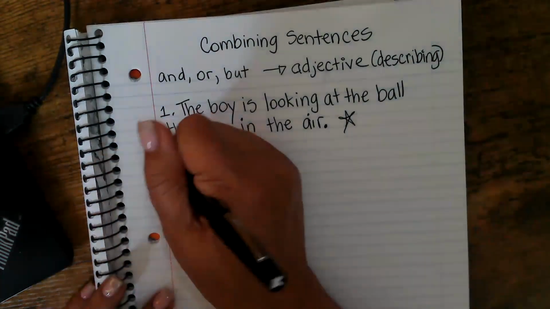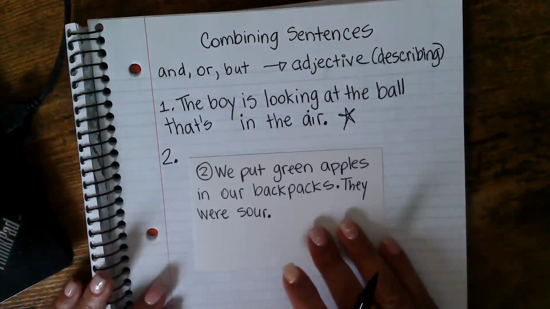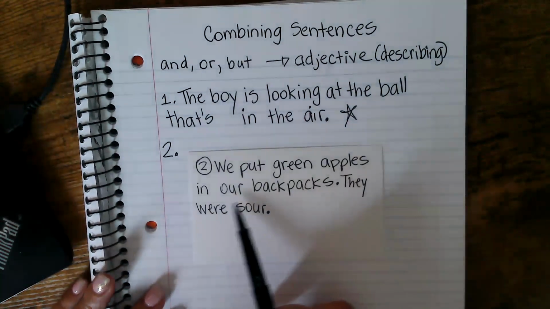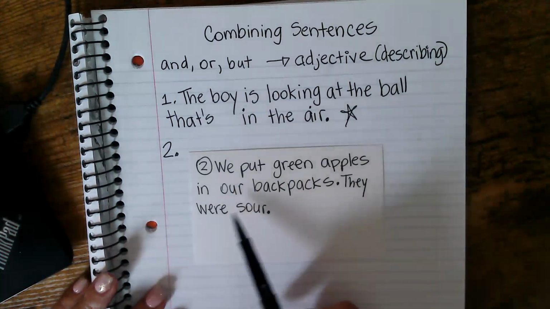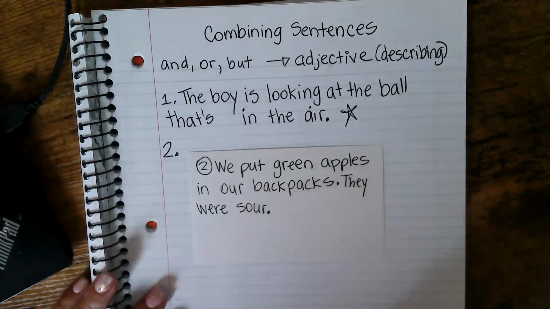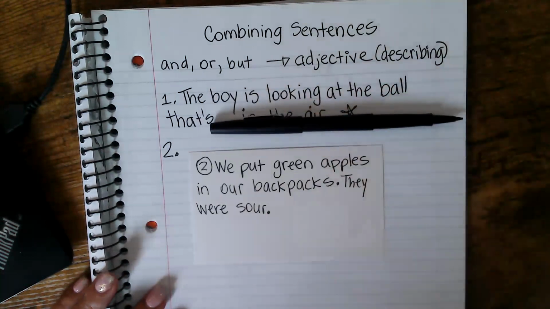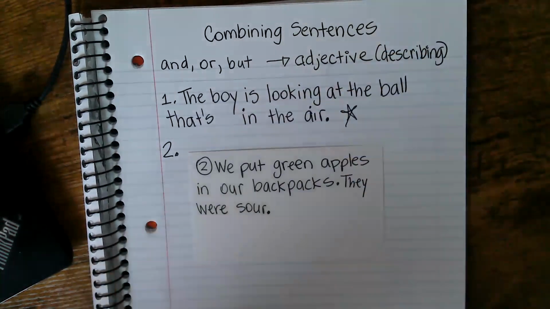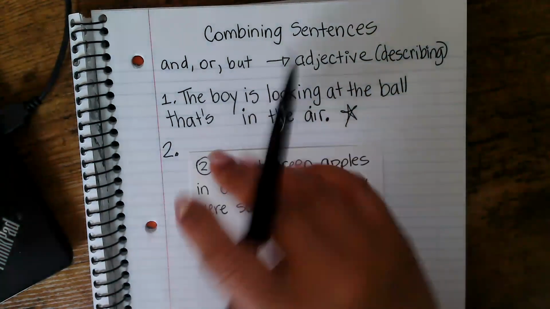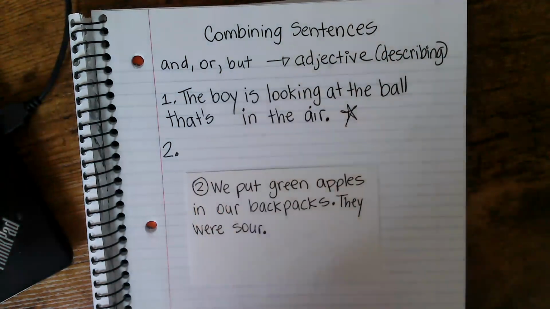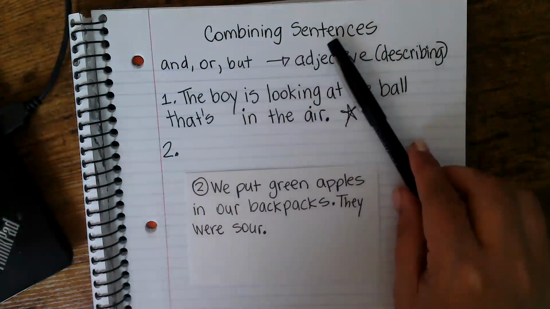Number two. Here are the two sentences. We put green apples in our backpacks. They were sour. How would I combine those two sentences? I hope you shared some ideas. And now I want you to go ahead and put your ideas in writing. I want you to write how you would combine these two sentences in number two. There'll be a total of 5 sentences.